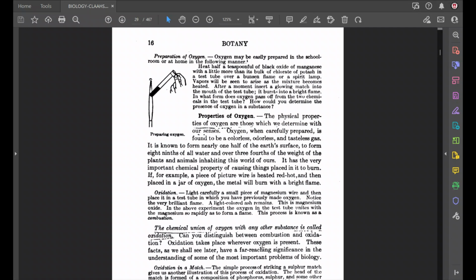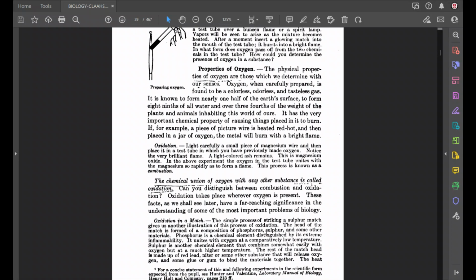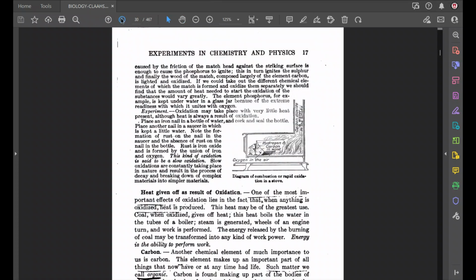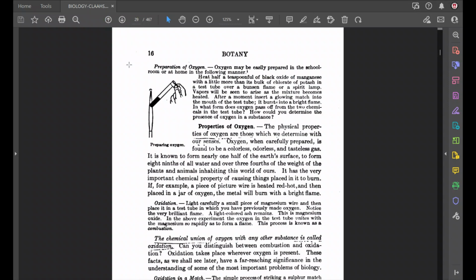These facts, as we shall see later, have a far-reaching significance in the understanding of some of the most important problems in biology. So how do we know oxygen is present? We can't necessarily see it, we can't smell it, we can't taste it. We can see its effects. It causes things to burn, and when other substances are joined to it, it causes a process that's known as oxidation.